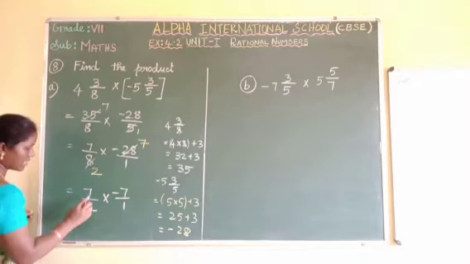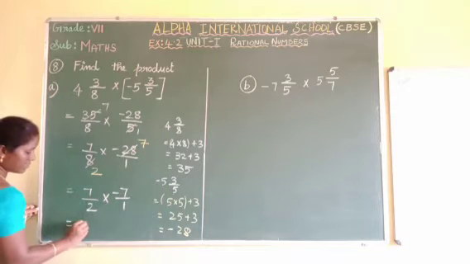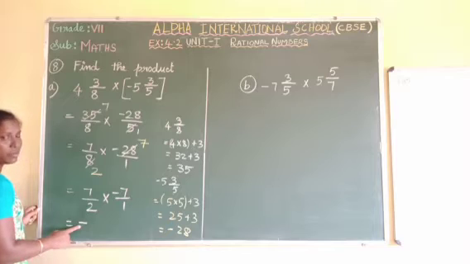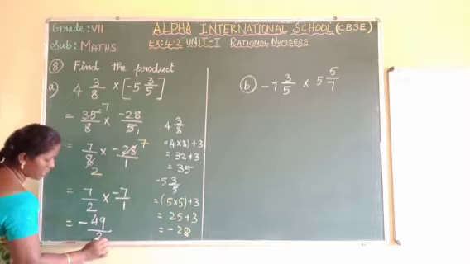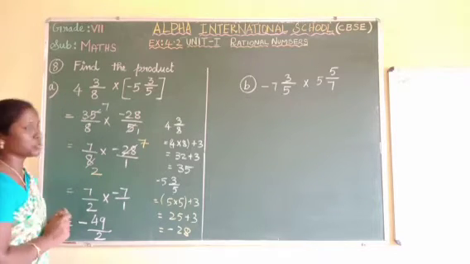So the final answer: 7 7s are 49, and the sign is plus into minus. By the integer rule, plus into minus is minus, so the answer will be minus. 7 7s are 49 by 2 into 1 is 2. See, the answer we got is minus 49 by 2.